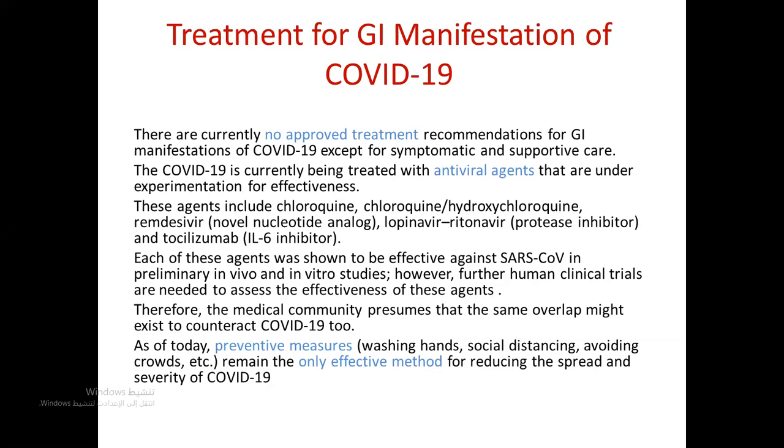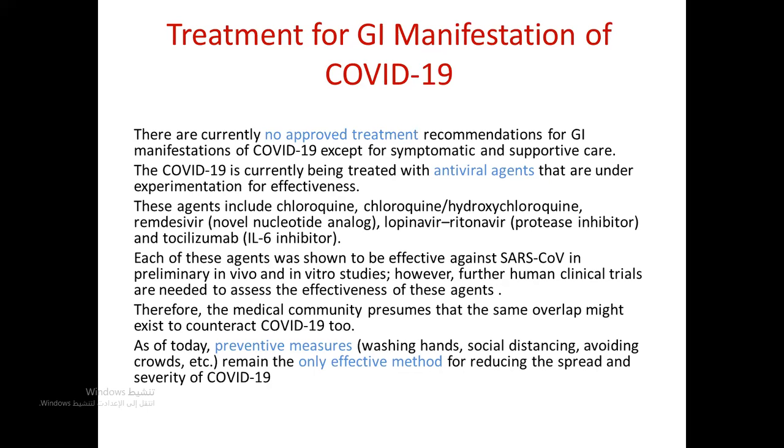The COVID-19 is currently being treated with antiviral agents that are under experimentation for effectiveness. الانتيفيرال اللي هي these agents include الكلوروكوين هيدروكسيكلوروكوين، الريميسفير اللي هو novel nucleotide analog، اللوبينافير، ريتونافير protease inhibitor and tocilizumab اللي هو interleukin 6 inhibitor.